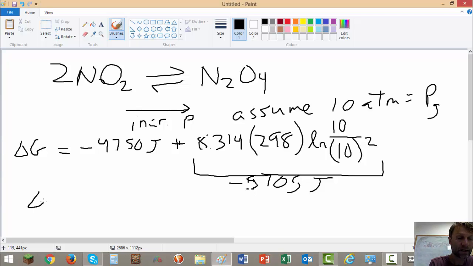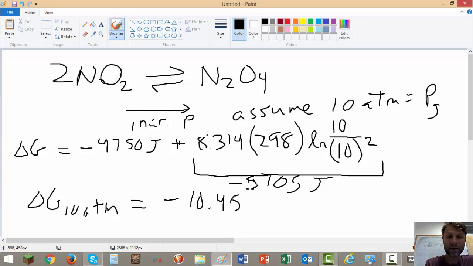And so now we compare with the minus 4750, and we can see that the delta G, when we're at 10 atmospheres, equals minus 10.45 kilojoules. Indeed, the reaction has a more negative delta G than the standard delta G, so the reaction shifts toward the products as is indicated by Le Chatelier's principle.